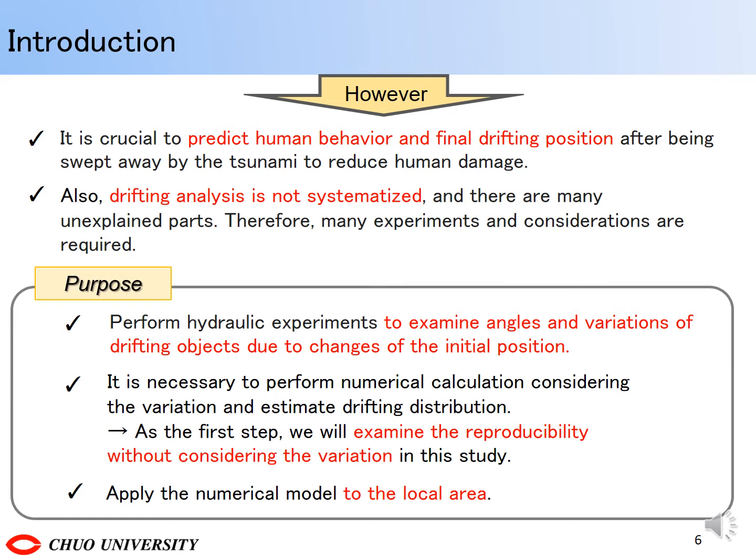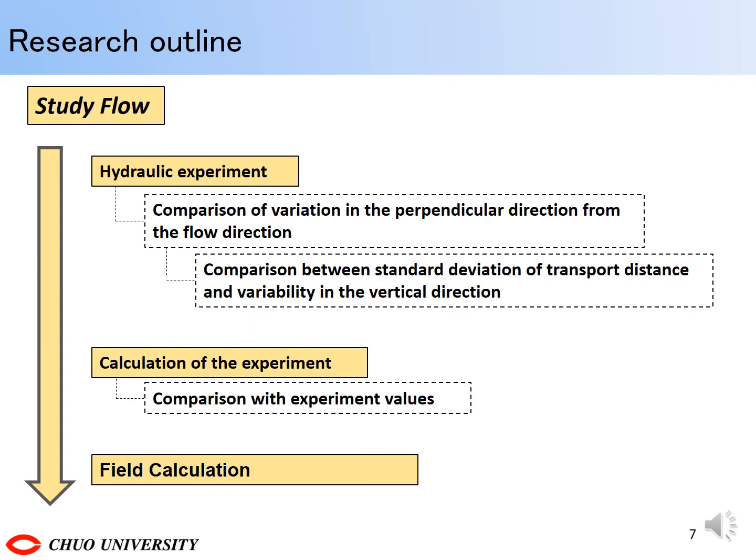So, this is the purpose of this study. First, perform hydraulic experiments to examine angles and variations due to changes in the initial position. It is necessary to perform numerical calculation considering the variation and create a drifting distribution. As the first step, we will examine the reproducibility without considering the variation. Finally, adapt the current numerical model to the local area. This is the study flow of this research.